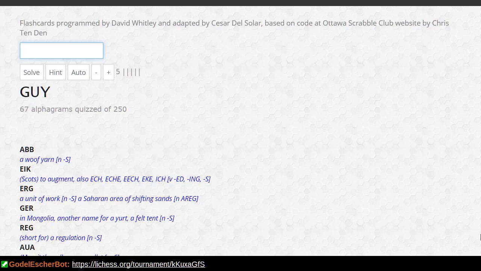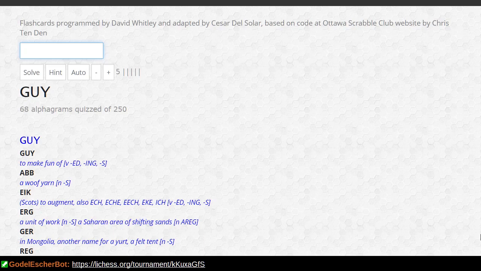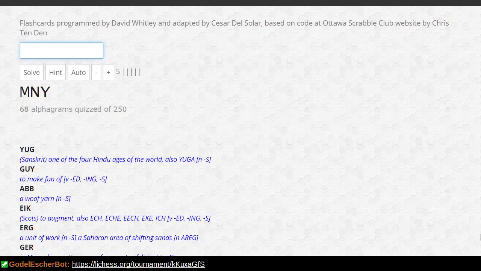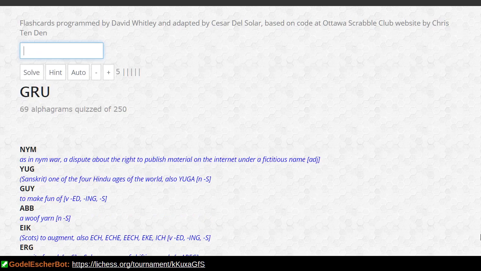We all know guy, but the only way I know to pronounce this elsewise is yug. One of the four Hindu ages of the world, also yuga. Now, if I've got a vowel, it's got to go in the middle of the word. Nim, as in Nim War, a dispute about the right to publish material on the internet under a fictitious name.